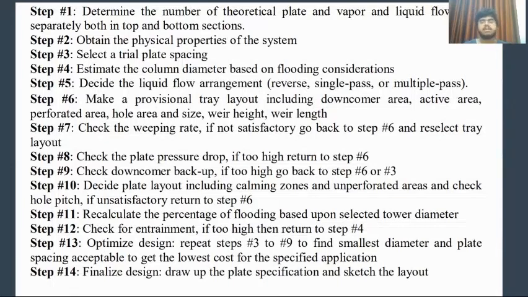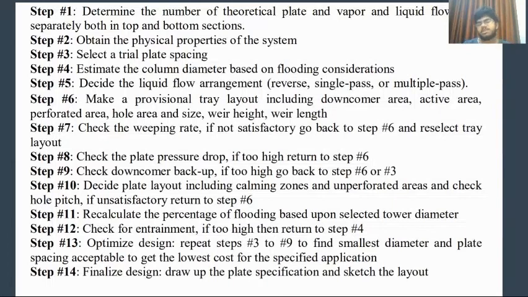Third is selecting a trial plate spacing. We first guess the value of plate spacing to calculate the capacity parameter for estimating the maximum allowable vapor velocity through the net plate area. Now the next step involves estimating the column diameter based on flooding considerations.